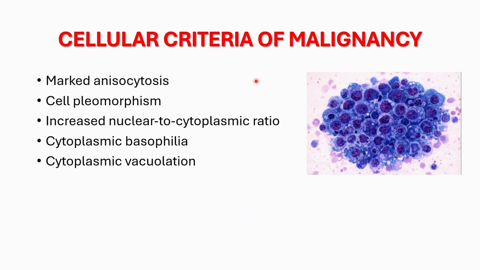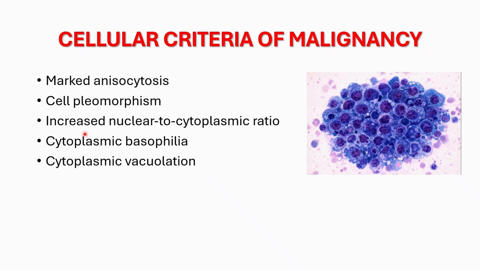At the cellular level, the malignant cell shows marked variation in size and shape. That means the malignant cells will be pleomorphic. There will be variation in the cell size and also in the shape. So, in the case of benign, what we saw was that the cells will be uniform in shape and size. But in the case of malignancy, the cells will be pleomorphic.